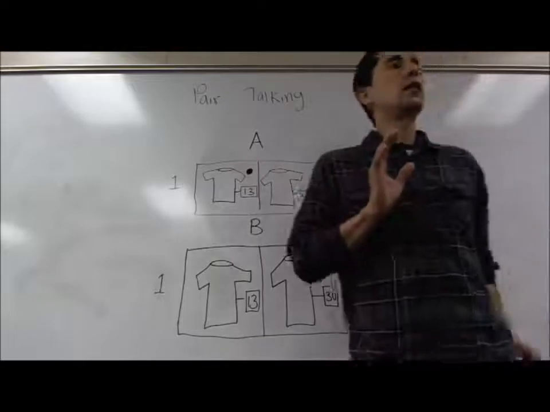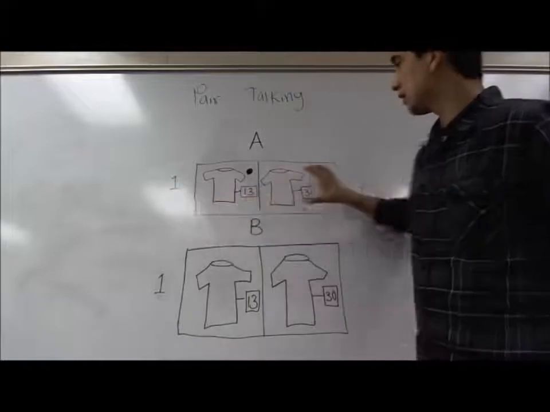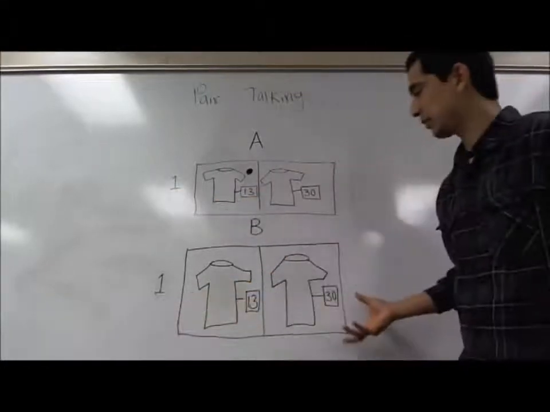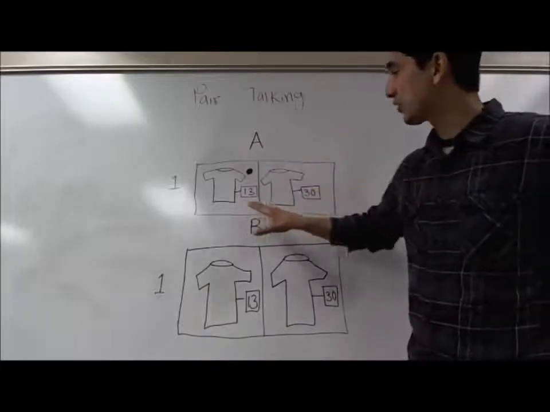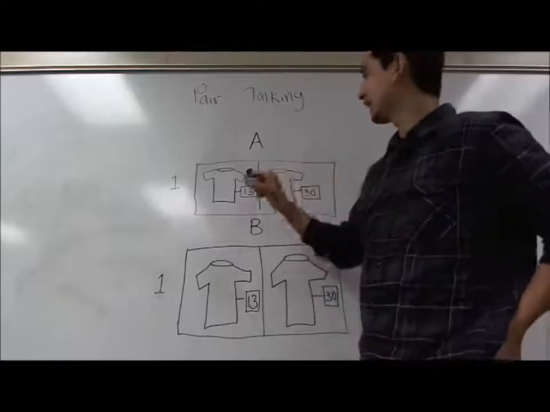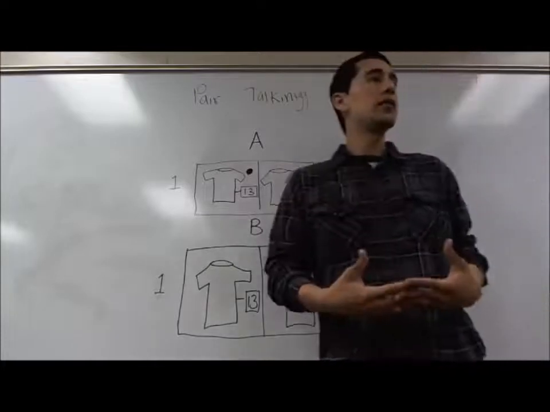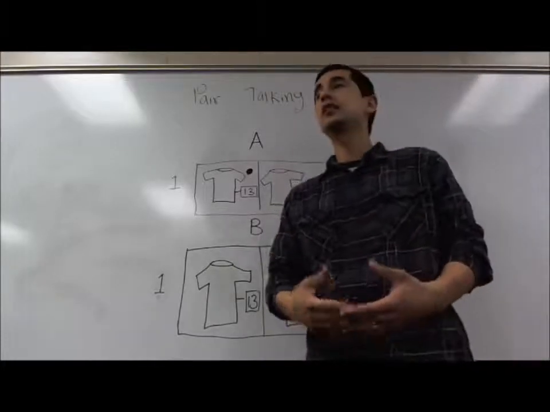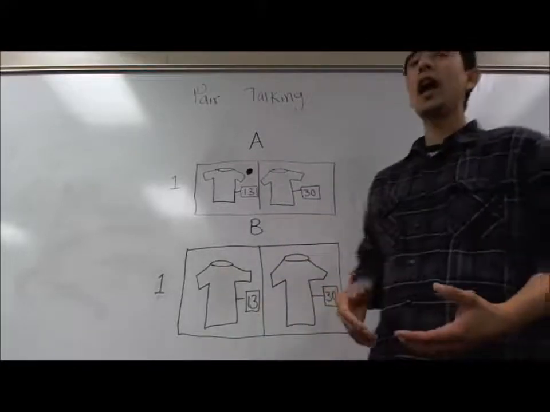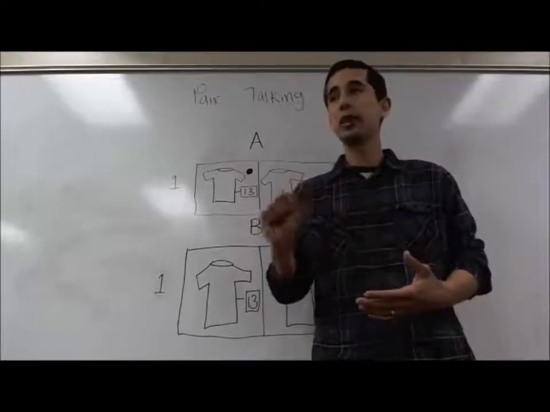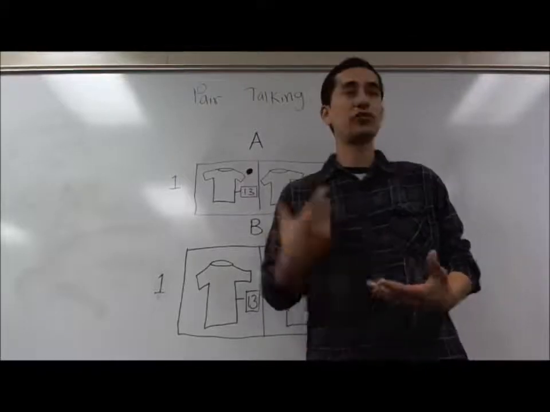Now, listen to the instructions. For instance, student A will have this picture and student B will have this picture. Now, student A will describe the first picture that has that little dot. Now, student A will say, this is a t-shirt and it cost $13. Now, student B will have to mark the correct picture that student A is talking or describing.